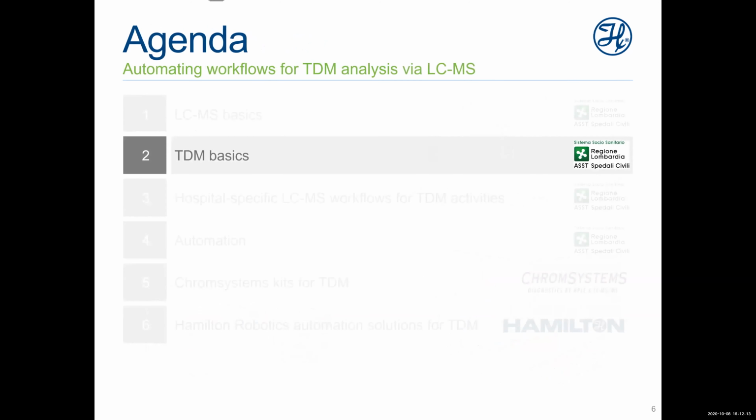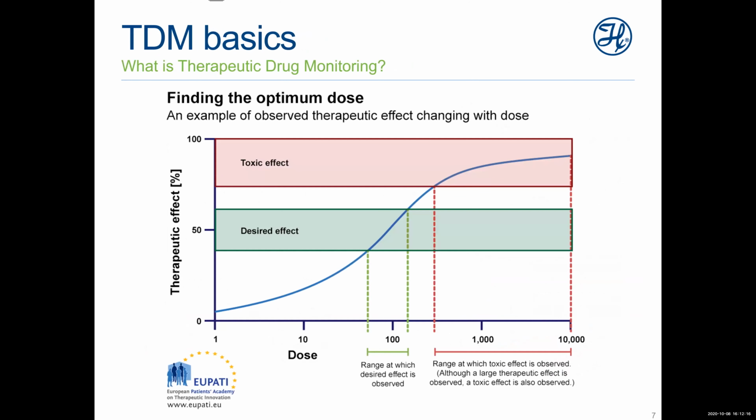Okay, next one. Then we can use all these instruments, all the power we have seen from mass spectrometry and SPLC method to do the analysis for TDM. And what is TDM? Therapeutic Drug Monitoring. It's an important aspect in the therapeutic regimen for the patient. As you can see here in the picture, when someone takes a drug, changing the dose can change the therapeutic effect we are expecting to obtain.